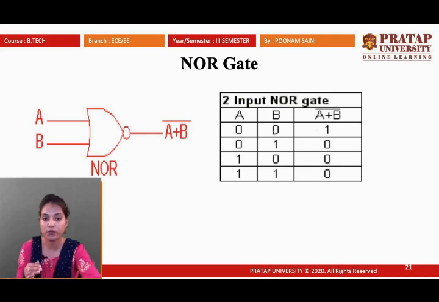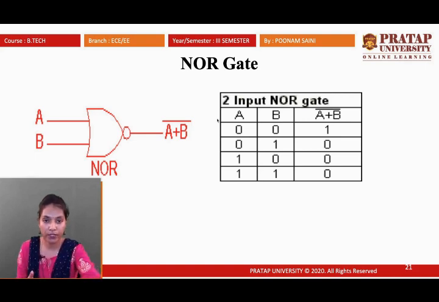0 plus 0 is equal to 0, and in the NOT gate it becomes 1. 0 plus 1 is equal to 1, going through the NOT gate it becomes 0. 1 plus 0 is equal to 1, going through the NOT gate it becomes 0. And 1 plus 1 is equal to 1, going through the NOT gate it becomes 0.